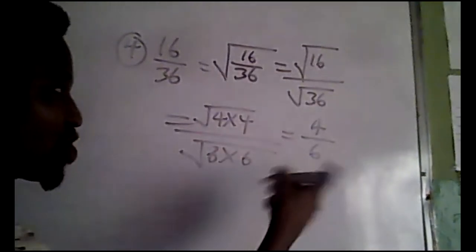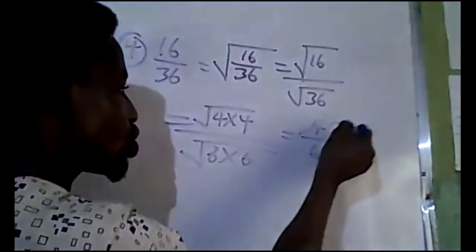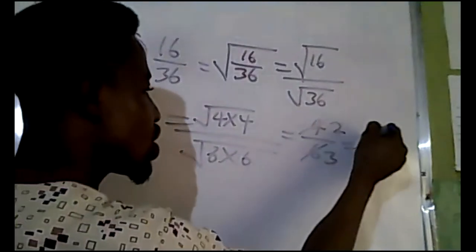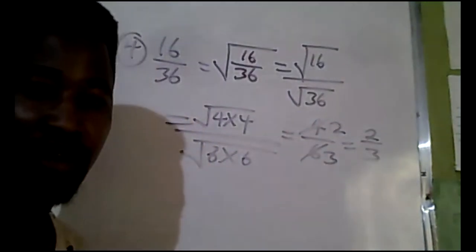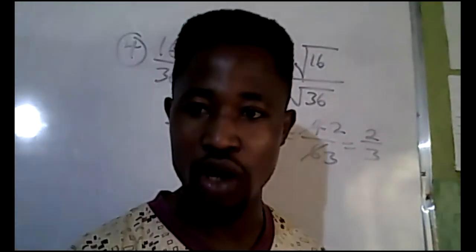You can't leave it like that. Reduce it to the lowest term. 2 here, 2; 2 here, 3. So your answer is 2 over 3. Is that clear? Very simple. So let's go to the next one.